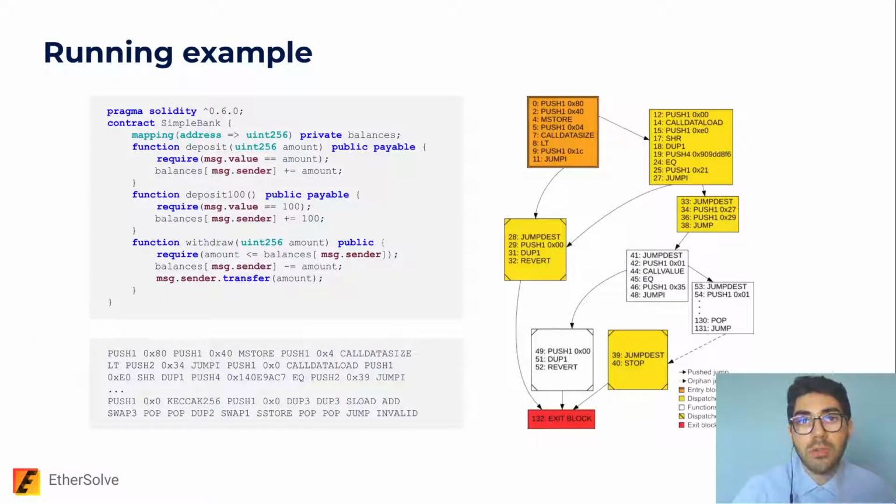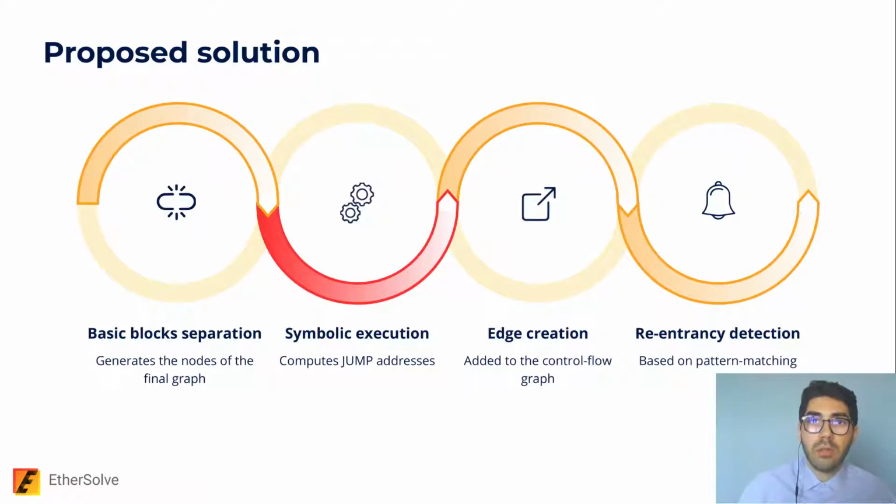This example shows a simple smart contract written in Solidity, which is then compiled in bytecode. EtherSolve is then able to parse the instructions, perform a symbolic execution, and build an accurate CFG, which represents the code. EtherSolve CFG is enriched with the detection of the dispatcher, the entry block, and the common exit block to help subsequent analysis. Our procedure consists of different steps.